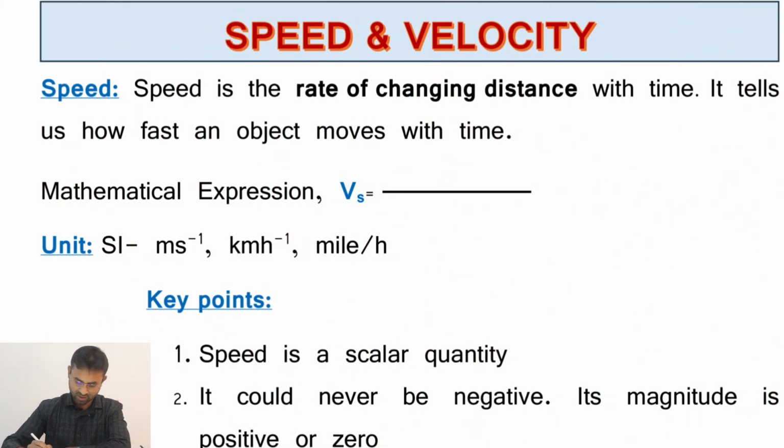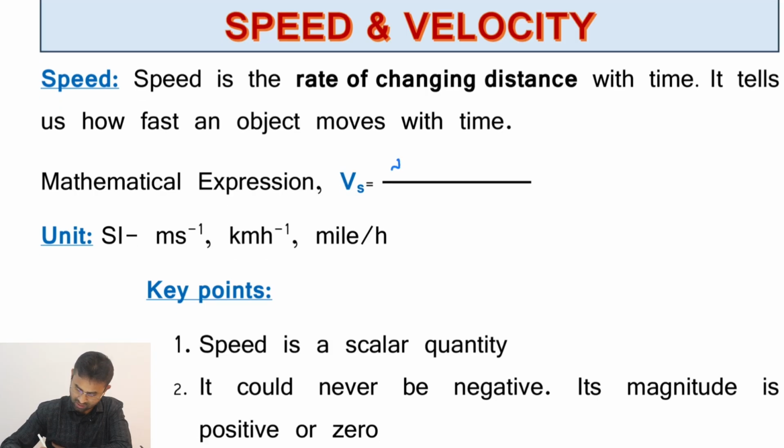Today we will study speed and velocity and we will see how they describe the motion. Okay, let's start. First up, speed. Speed is the rate of changing distance with time. It tells us how fast an object moves with time. The mathematical expression for speed is distance over time.